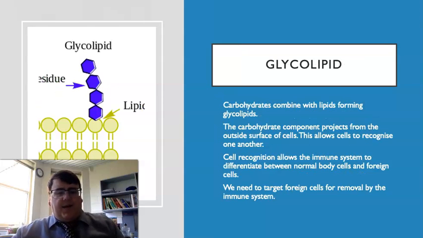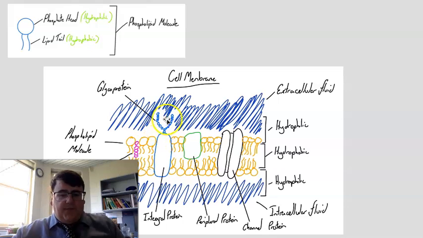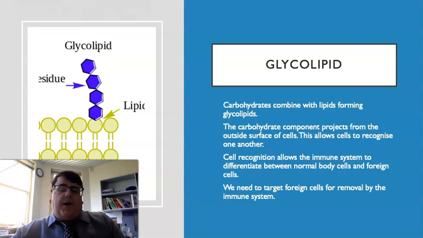Glycolipids, again, glycolipids is the one that we're seeing here, attached to the integral protein. So glycolipids are carbohydrates that combine with lipids. It basically just projects from the outside surface of the cell, and it helps the cells recognize each other. It allows the immune system to say, yep, that's one of the cells from my body, let's not kill it. Other cells will have different glycolipids, and your body will recognize that as foreign, and it can send the immune system to destroy that cell.